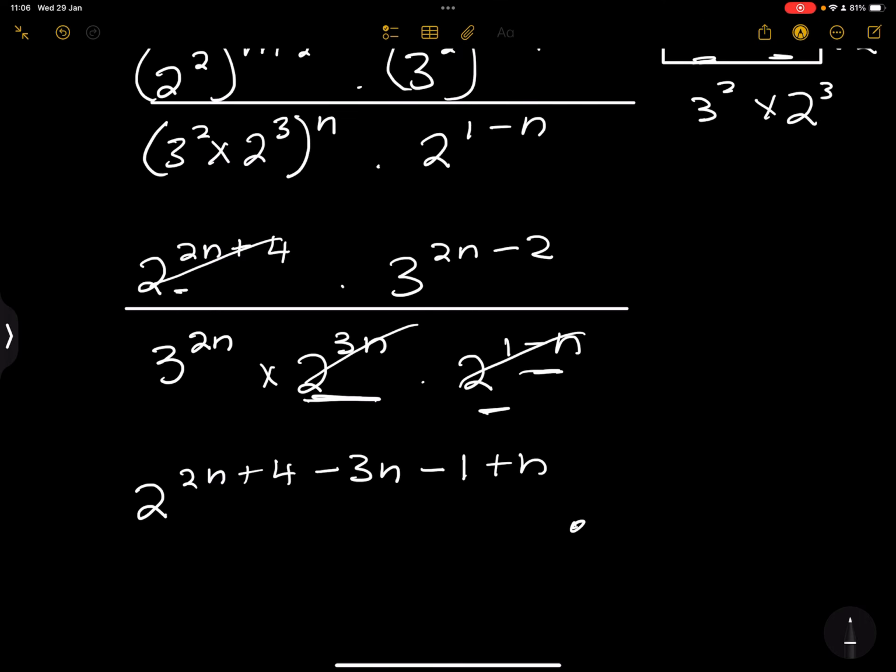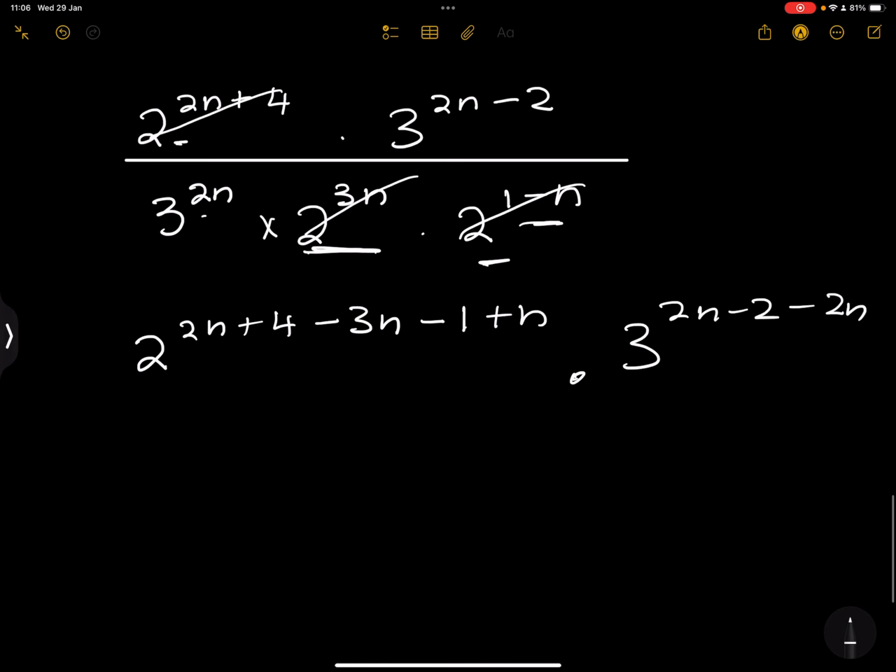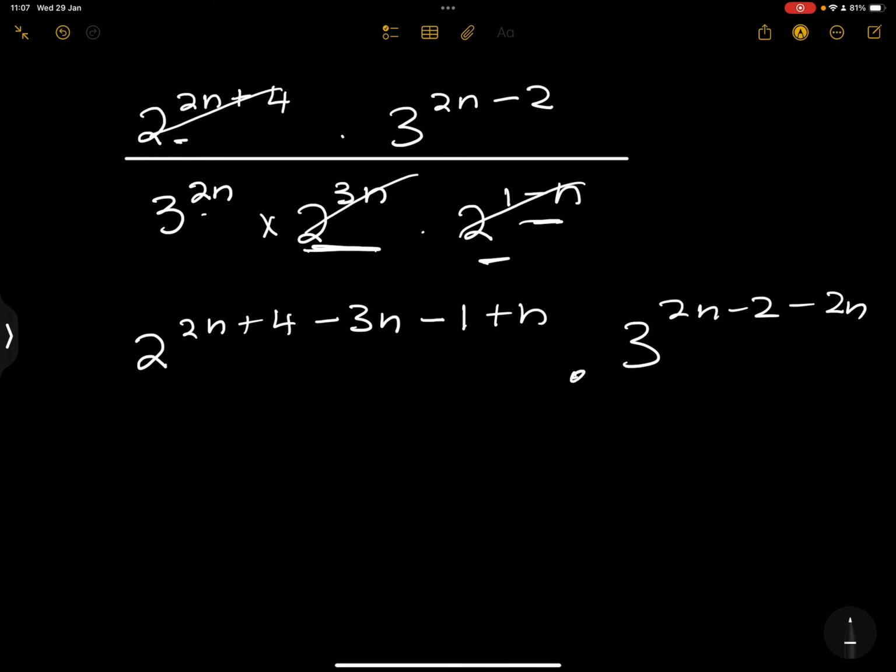And now we are left with 3. That's 2n minus 2. And in this case, minus the 2n, because that's in the denominator. Okay, now we've got 2n minus 3n plus n. You'll see that all of those cancel out again, right? In this case, we've got 4 minus 1, which is 3, so that's 2 cubed, right? And for 3, we've got 2n minus 2n, those cancel, and I've got minus 2.